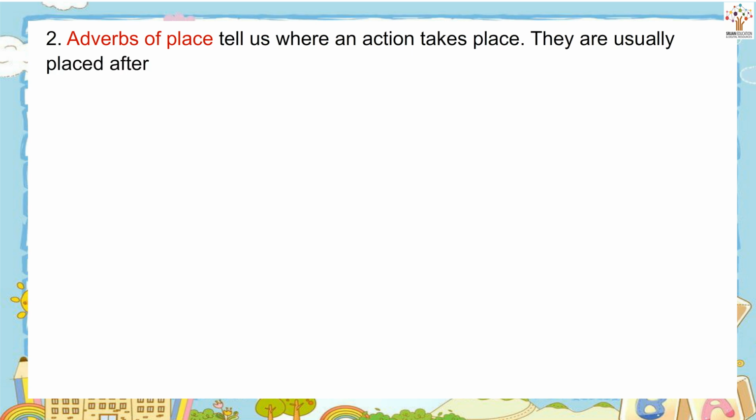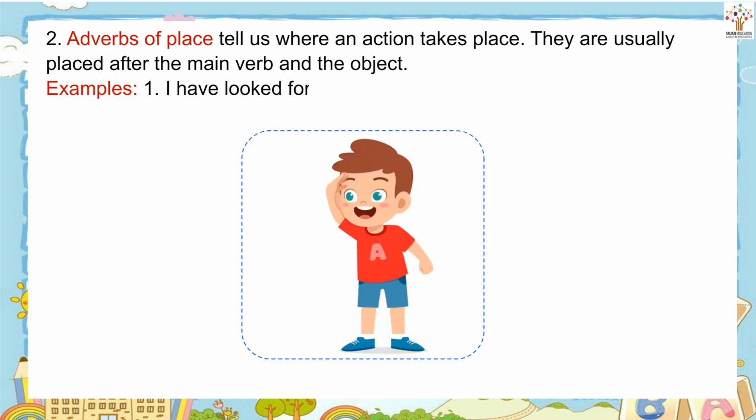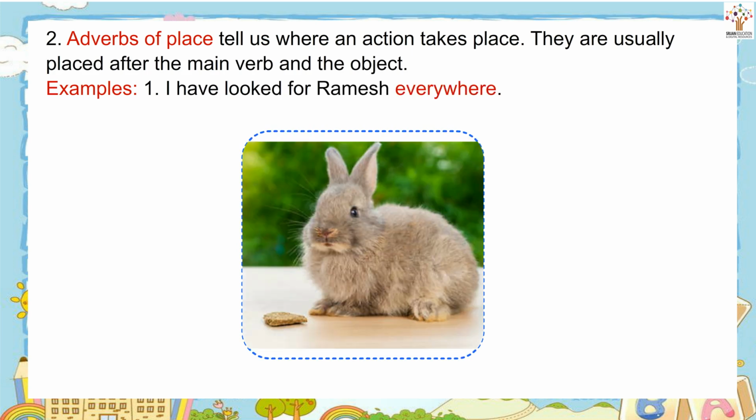Adverbs of place tell us where an action takes place. They are usually placed after the main verb and the object. Examples: I have looked for Ramesh everywhere. The rabbit is looking there for cookies.